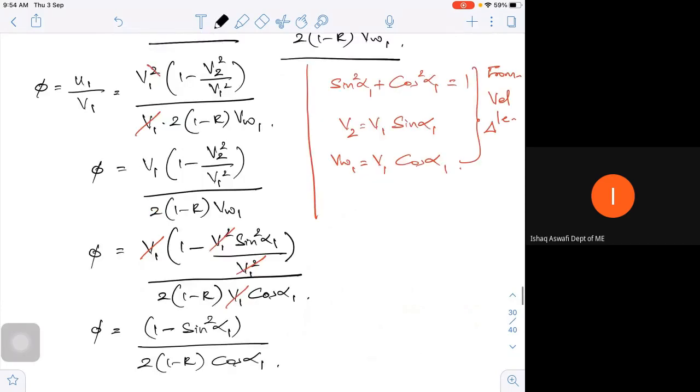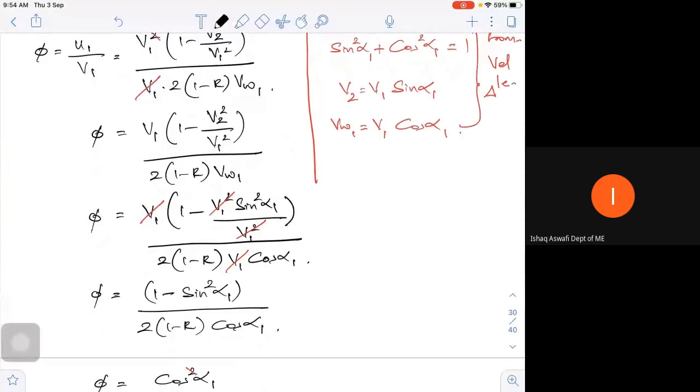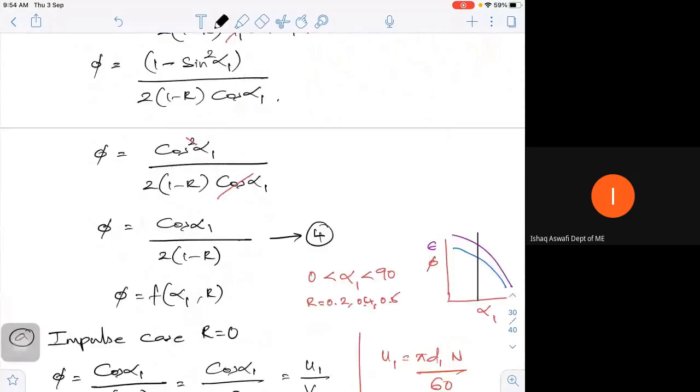Maybe some of the things you try to bring in and bring out, and already we know that V2 is equal to V1 sin alpha, and VW1 is equal to V1 cos alpha. If you do all this, you will get an expression for the speed ratio in terms of alpha 1 and R. So what was the expression for epsilon?